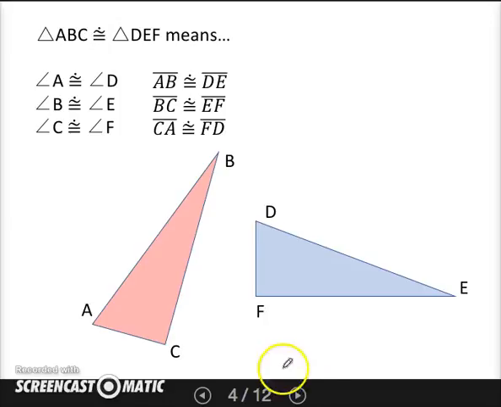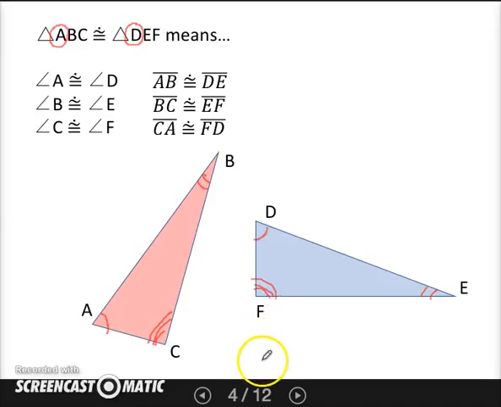So to say that triangle ABC is congruent to triangle DEF means all of these statements must be true. All of the angles that are corresponding, so vertex A and vertex D must have angles that are congruent. In other words, we have angle A congruent to angle D. Similarly, angle B is congruent to angle E. Angle C is congruent to angle F.